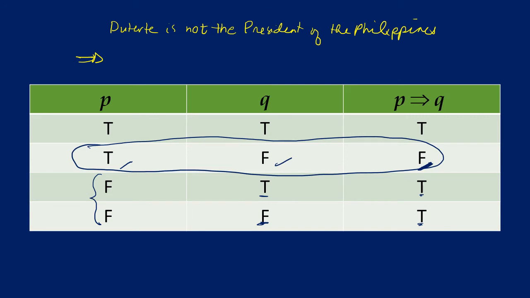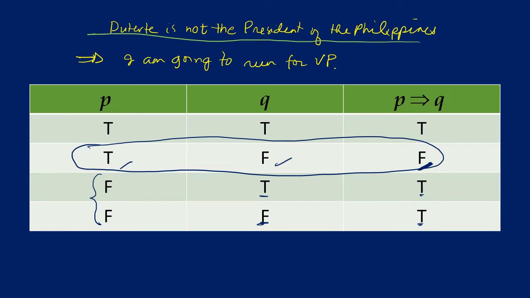Then, I am going to run for vice president, let's say. If Duterte is not the president of the Philippines, I am going to run for vice president. Now, take note that the first part is false, right? It is not true that Duterte is not the president of the Philippines because he actually is. So it doesn't matter what the truth value of the conclusion is, whether it's true or false. But the point is this entire statement is true. Understand? Okay.